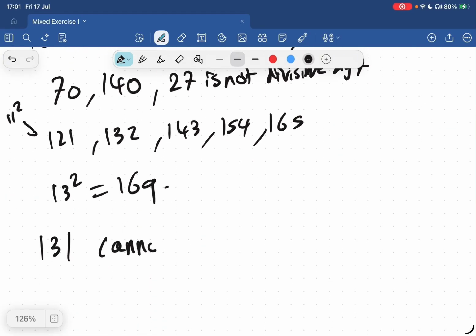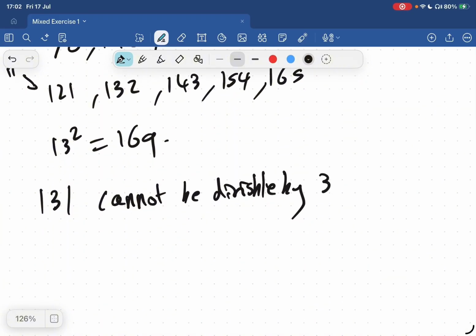So 131 cannot be divisible by, well, 3, right? Because 120 is divisible by 3, and then 11 is not divisible by 3.